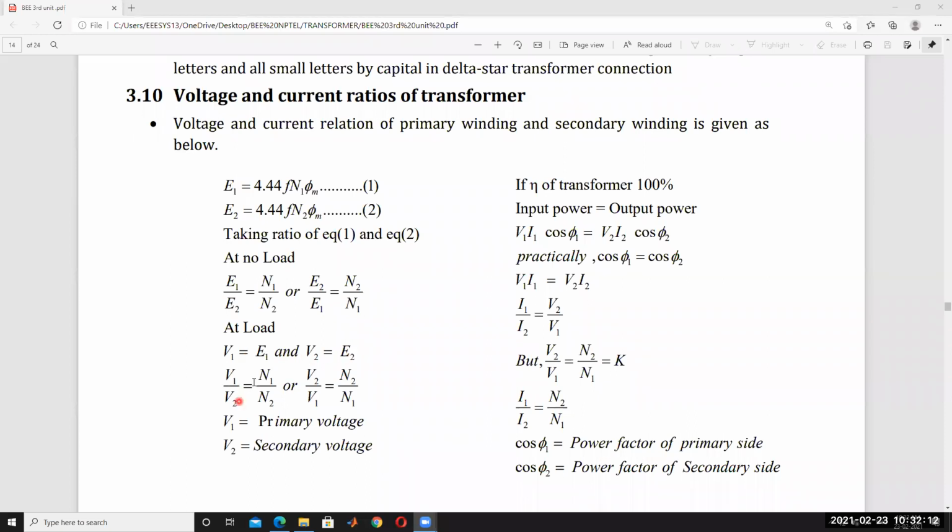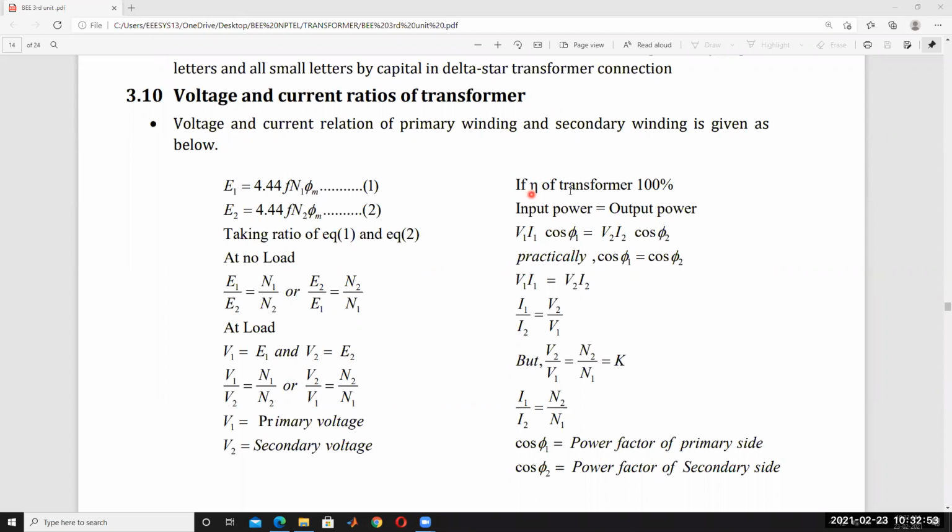Then the ratio V1 by V2 is equal to N1 by N2, or V2 by V1 is equal to N2 by N1. Substitute E1 as V1 and E2 as V2. So this is very, very important. Based on this, you can solve some problems. Some problems are also based on these formulas. V1 is called primary voltage and V2 is called secondary voltage. Understood? So this is called the voltage ratio of transformers.